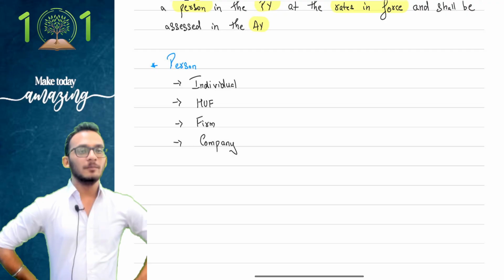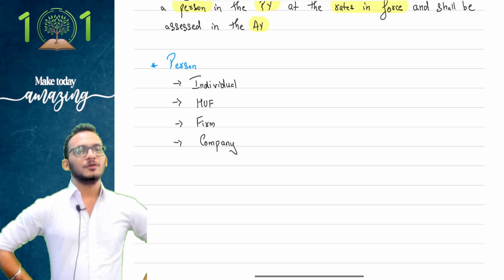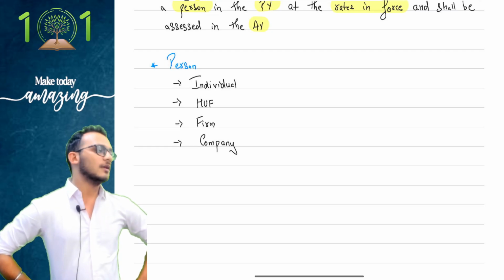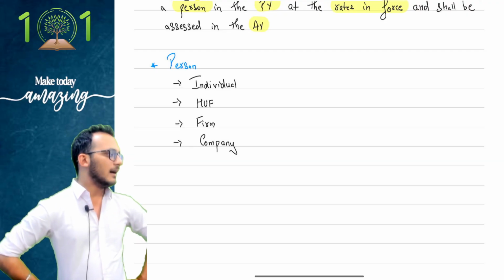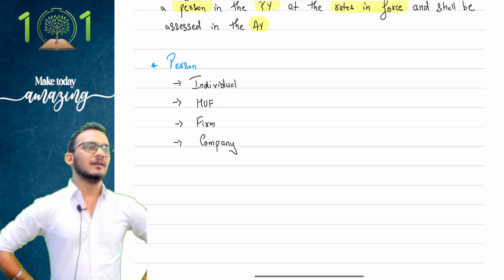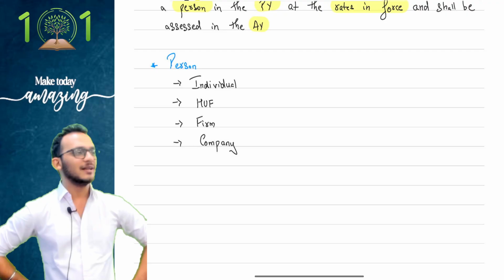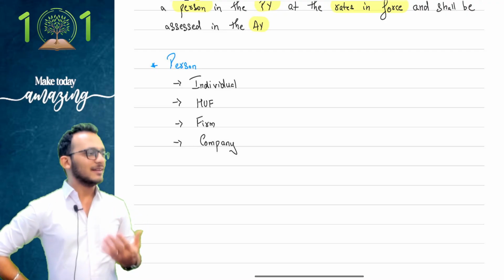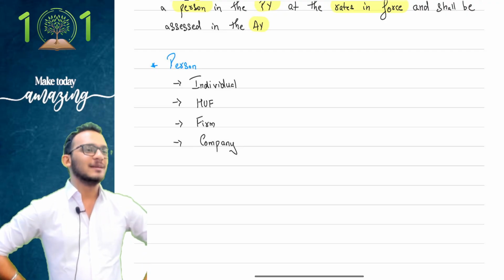You also have something called BOI, Body of Individuals. You also have something called AJPs, Artificial Juridical Persons. All of this is in the book; if you open it you will find it. I know, I have seen the book. I would not tell you otherwise, people. It is there in the books. You just skipped it, nothing else.